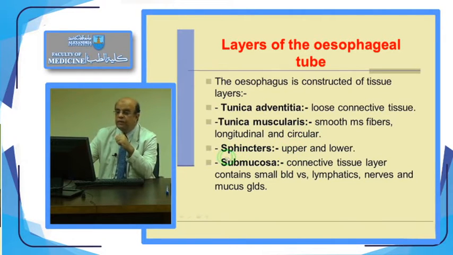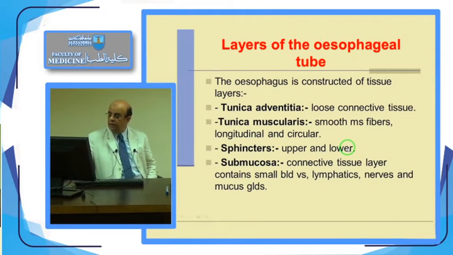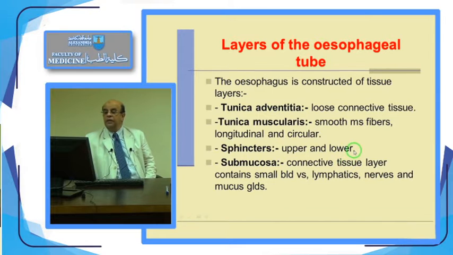We speak about 2 sphincters in the esophagus. One is anatomical, the upper esophageal sphincter at the cricopharyngeal region, and a lower esophageal sphincter, about which there is a lot of dispute about the real presence of an anatomical sphincter, or whether it is simply a high pressure zone, and we will discuss this later. There is the submucosa, which is a connective tissue layer that contains small blood vessels, lymphatics, nerves, and mucous glands.